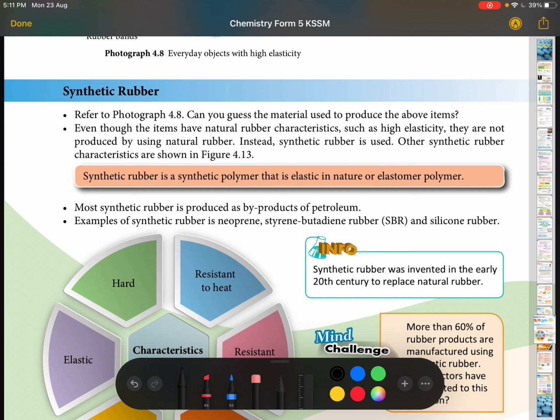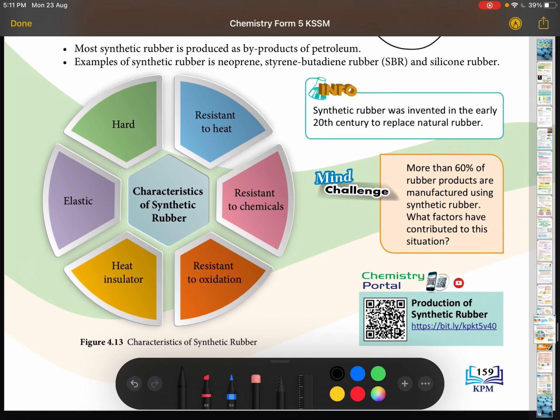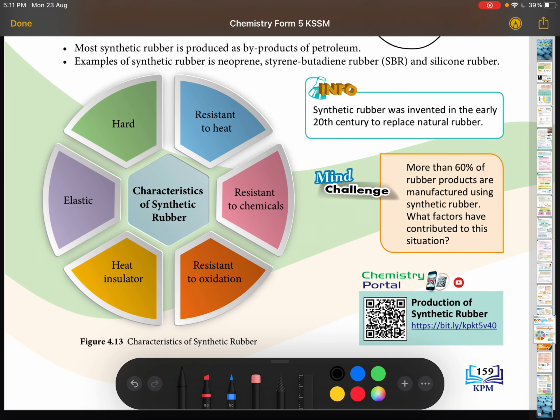Synthetic rubber is an elastomer polymer, and the main examples here are SBR, styrene butadiene rubber, and silicon rubber. These have pretty obvious characteristics. They're basically good at everything. Natural rubber is less resistant to stuff because it's natural, but synthetic is meant to be better than natural rubber, so that's why it's better. But it is very bad for pollution, so be careful when using rubber.